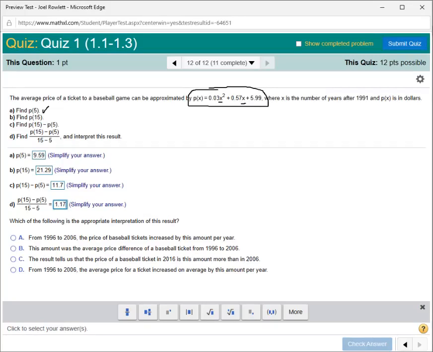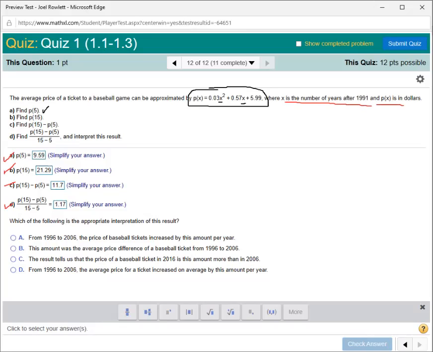Well, if you look at the problem, it says, let me change colors here. The problem says X is the number of years after 1991 and P of X is in dollars. So these are all dollar values, right? $9.59, $21.29, $11.70, and then $1.17. That's what we have here.